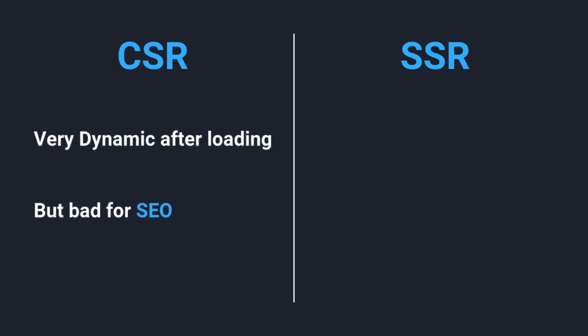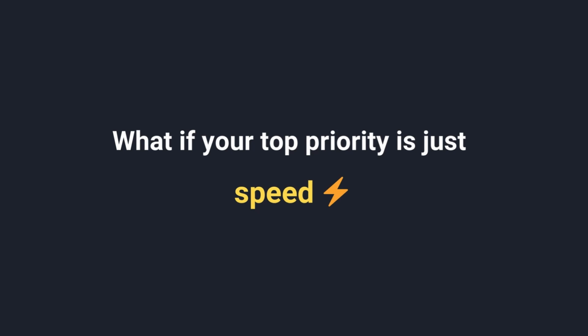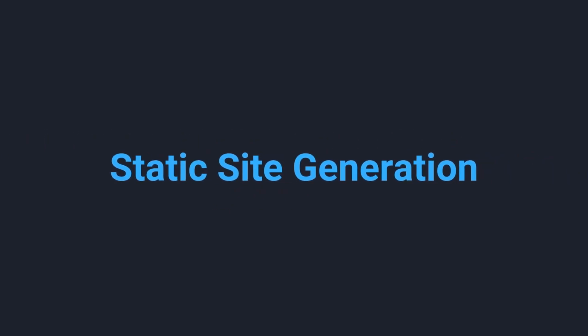We've seen the trade-offs. CSR is snappy after the first load, but bad for SEO. SSR is great for SEO, but can be heavy on the server. What if your number one priority is just raw, blistering speed? This brings us to static site generation, or SSG.